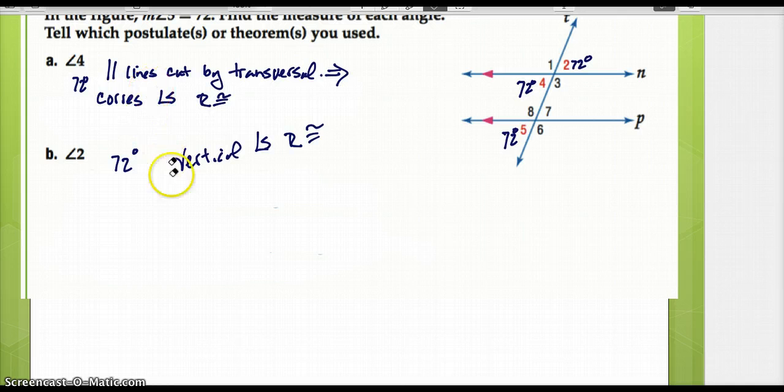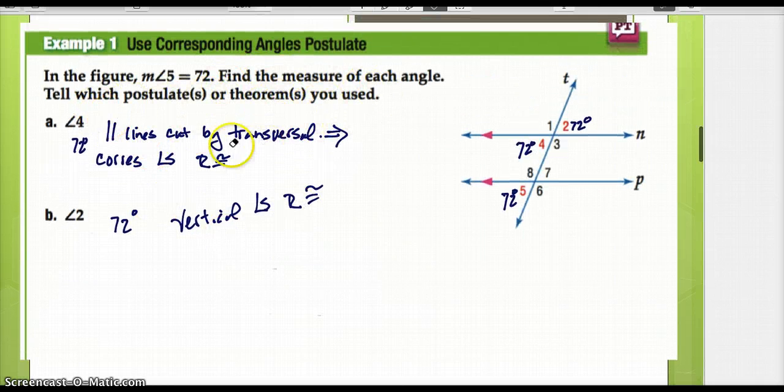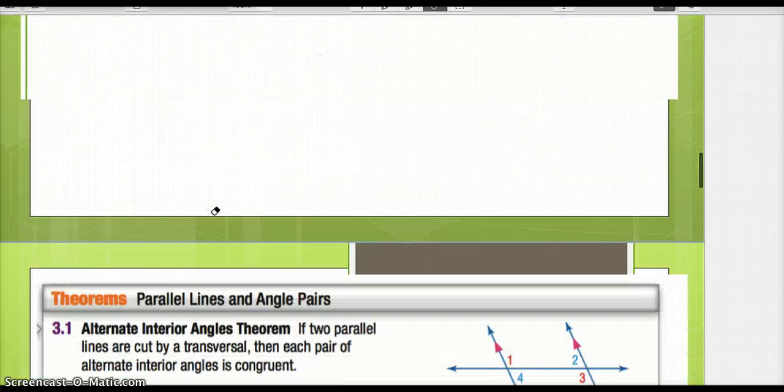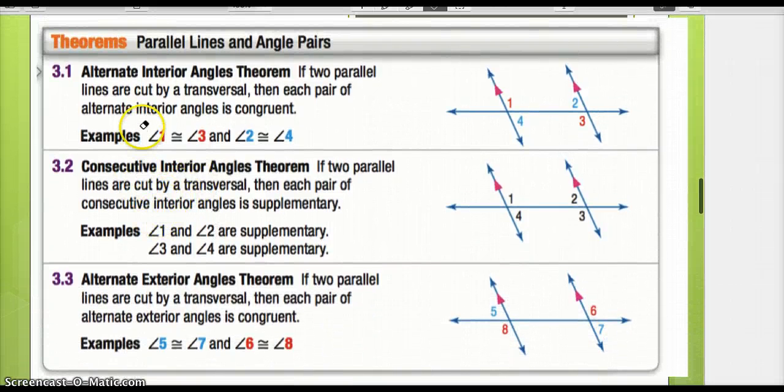Now your text has like a mini proof written for each of these. I'm not really into it. If you ask me to find the measure of angles and tell which postulates and theorems you use, to me this is sufficient. So I'm cool with that. Let's go ahead and take a look at a couple other bits of information. So from that postulate, we can gain this other information. We can tell that alternate interior angles have a certain relationship, consecutive interior angles have a certain relationship, and alternate exterior angles have a certain relationship.